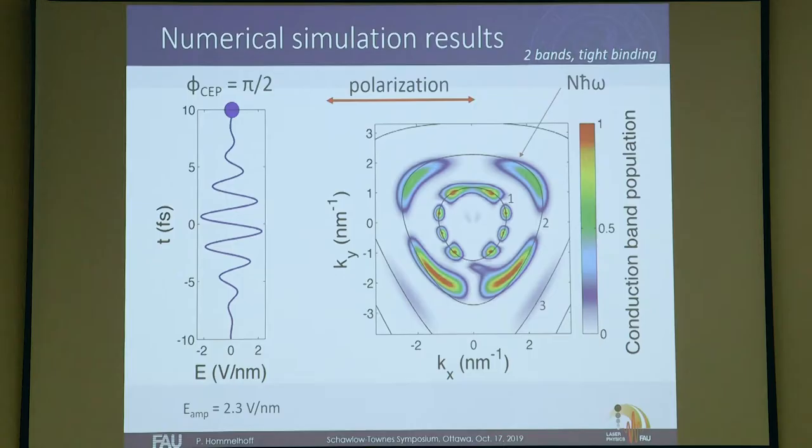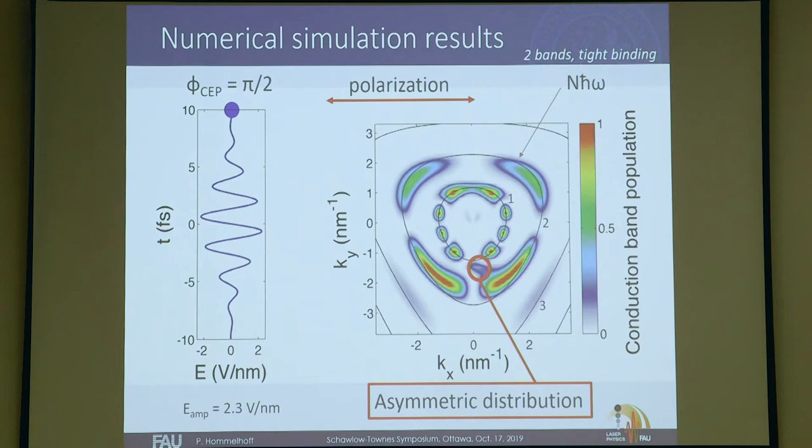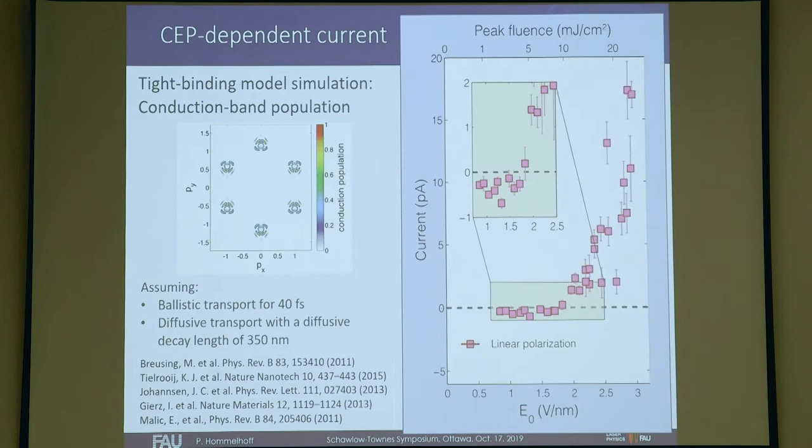There is this little bubble here, and that breaks the left-right symmetry, and that is responsible for the current that we measure. And so let me show you how the measurements look. Well, in theory, we just integrate over the entire Brillouin zone, and now we can explain the current that we measure. Initially, we see a current going to the left, and then we crank up the field strength.